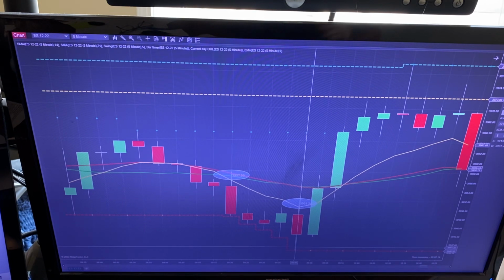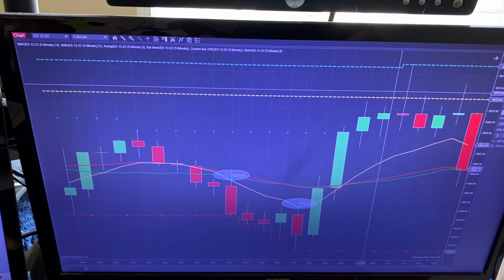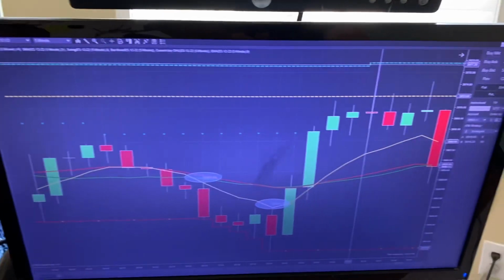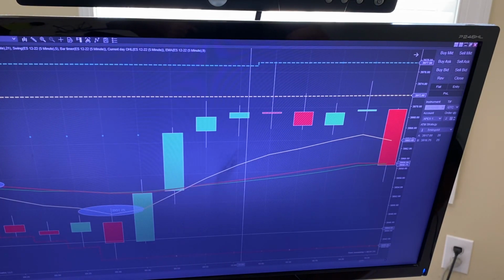Now, let's talk about the crossover. Then we rotate up. I mean, it went here and rejected and crossed over. Now, you would have been out because you got your 10 points right here, 41.25. It rotated back up, blew up through the overnight open, as I talked about already, like we just saw.